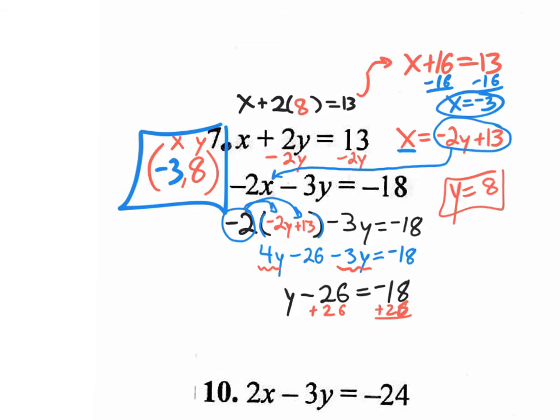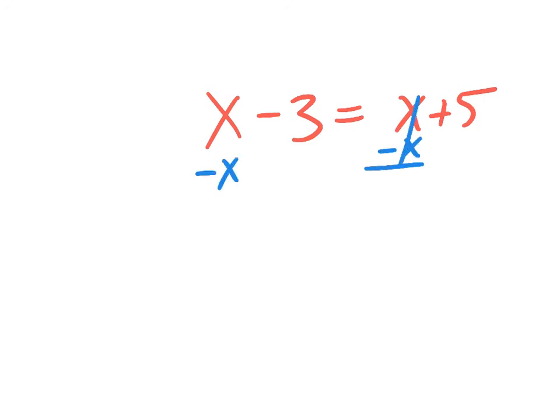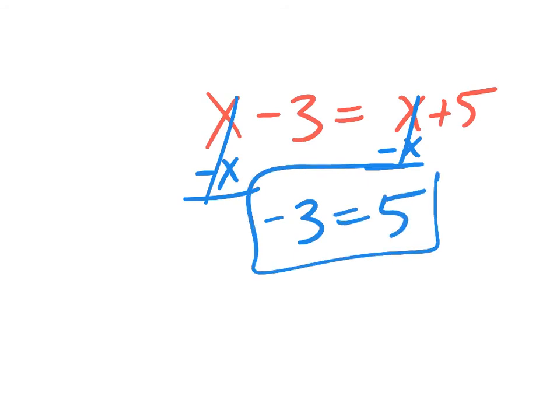Now keep in mind, let's say you're working out substitution method, and let's say you're working on an equation and you end up with something impossible, right? Let me go to the side here. So let's say you're working on an equation, you end up with, let's say, x minus 3 equals x plus 5, and then you're solving, you subtract x, it cancels, subtract x, it cancels. You end up with something impossible like this, negative 3 equals 5. That's where you say no solution, okay?